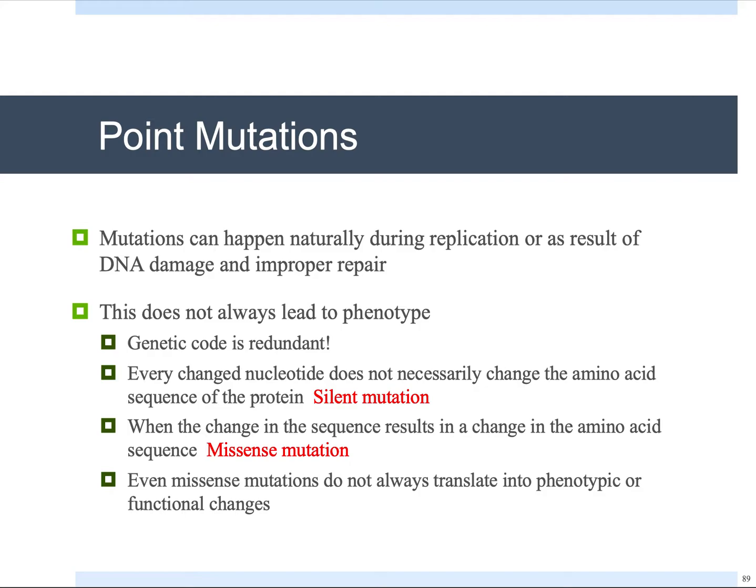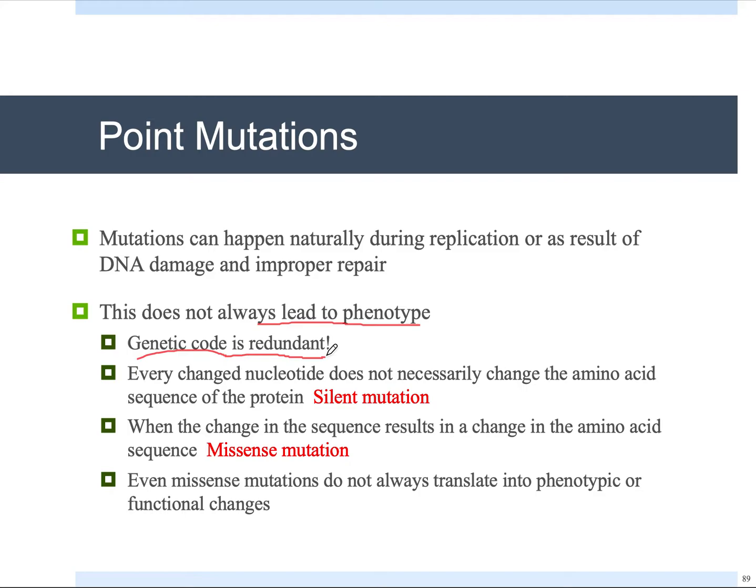Note that they don't always lead to a change in a phenotype. And the reason is because the genetic code is redundant. You have more than one codon coding for a particular amino acid. So even if there is a change in the particular nucleotide base and you have a substitution, it could still code for the same protein because there is redundancy built into the genetic code.